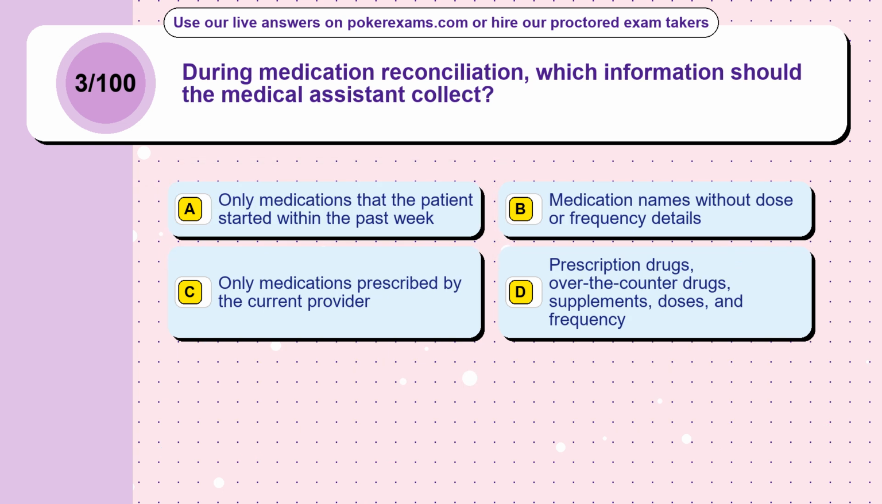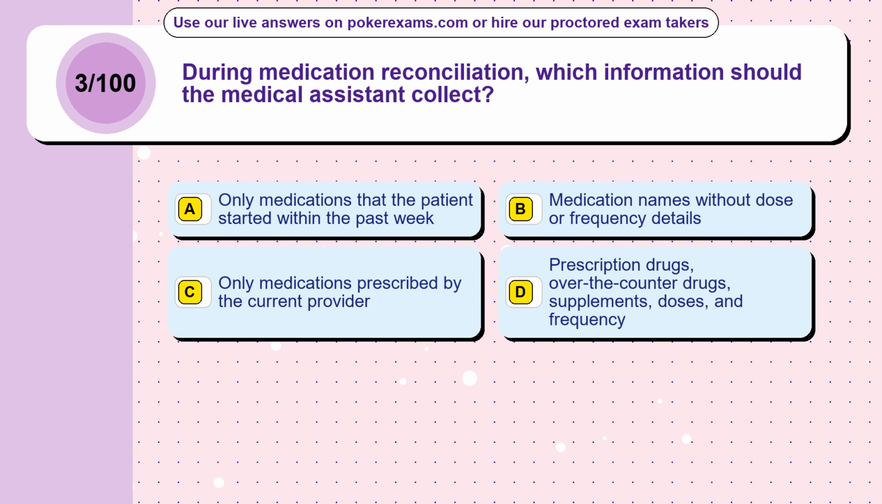Question 3. During medication reconciliation, which information should the medical assistant collect? Option A. Only medications that the patient started within the past week. Option B. Medication names without dose or frequency details. Option C. Only medications prescribed by the current provider.